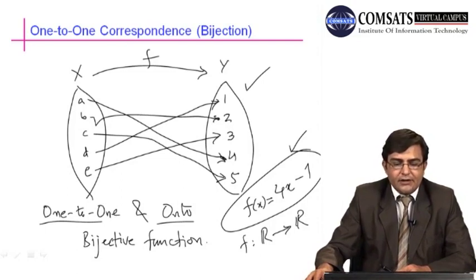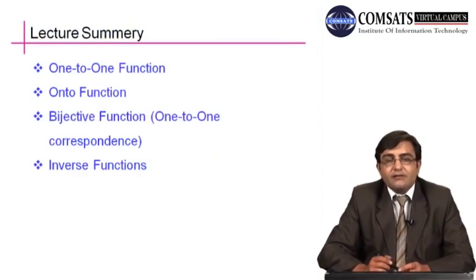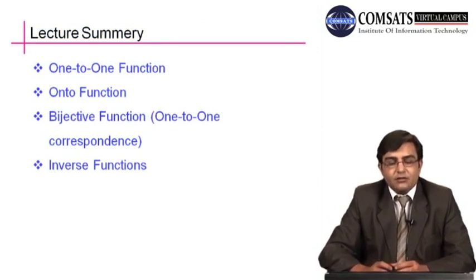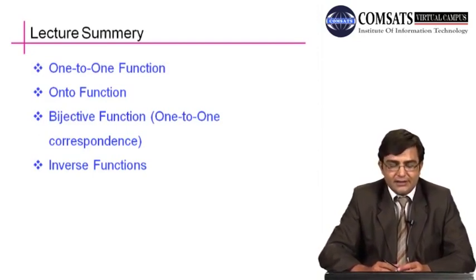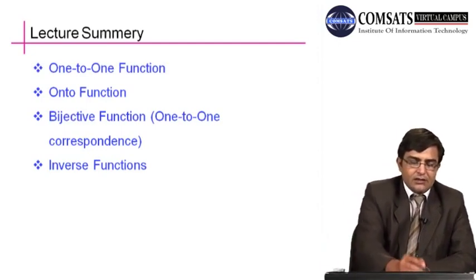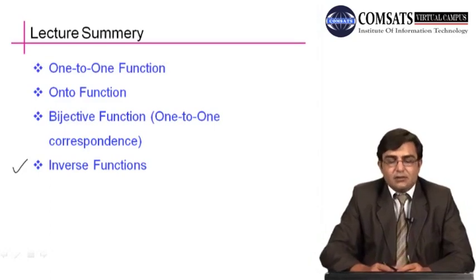We stop here and summarize what we have done today. Today we have discussed the sum and difference of two functions. We have discussed also the equality of functions. We have discussed one-to-one functions for finite and infinite sets, and onto functions for finite and infinite sets. We have discussed the bijection or bijective functions, or one-to-one correspondence between the elements of sets. The inverse functions we shall start in the next lecture. Until the next lecture, Allah Hafiz.